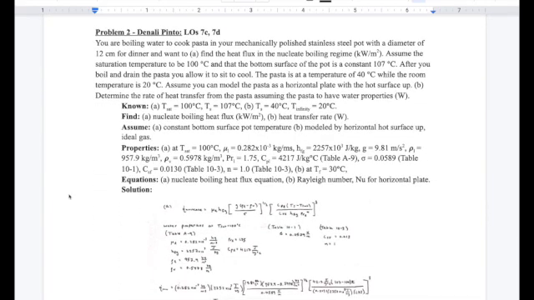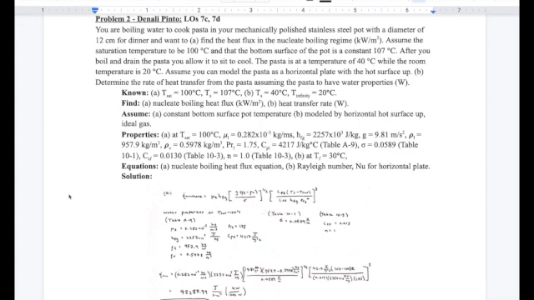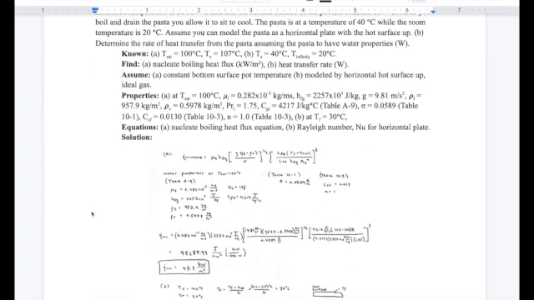Problem 2 covers learning outcomes 7C and 7D. In boiling water, you see that the change in excess temperature is 7 degrees Celsius, so this is a nucleate boiling problem covering learning outcome 7D. After finding the water properties at the saturation temperature from Table A9, you plug them into the nucleate boiling equation, and you get a nucleate boiling flux of 48.3 kilowatts per meter squared.